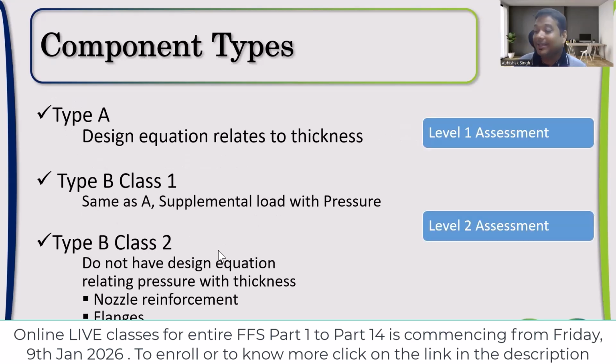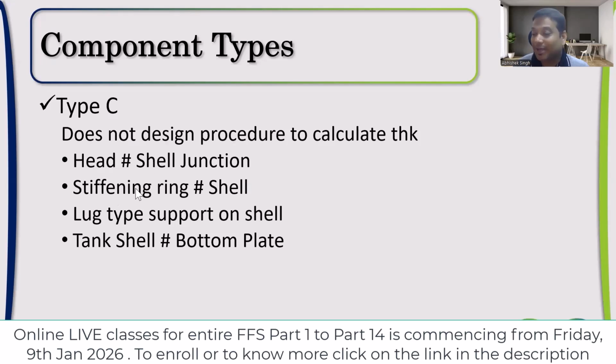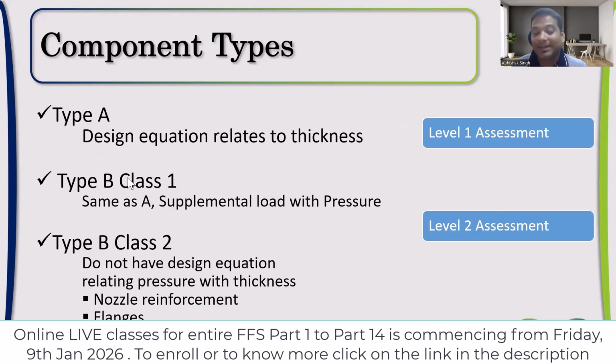Now, any example for type B class 1? Class 2 we know, and type C I have also discussed. What about any example of type B class 1? Anyone? Where you may have some supplemental load with pressure. Anyone? A simple equation, but some supplemental load.